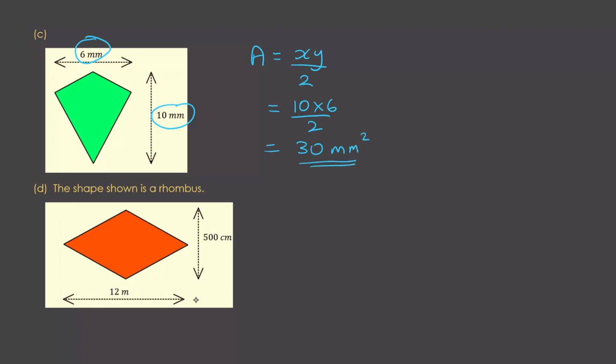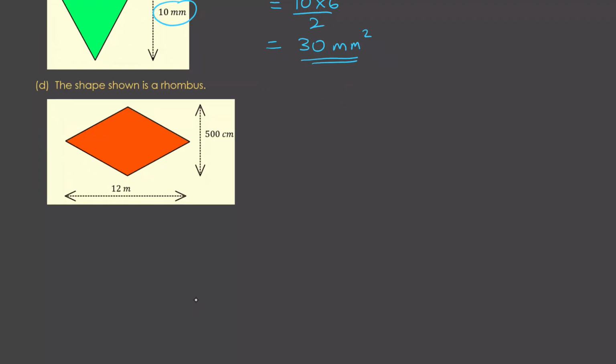Now the next one does have mixed units. So 12 meters is 1,200 centimeters, 500 centimeters is 5 meters. So if we work in meters first, that's going to be 5 times 12 divided by 2, which is 30, and that's in square meters. Now think about what it's going to be in square centimeters. Would it just be 3,000?